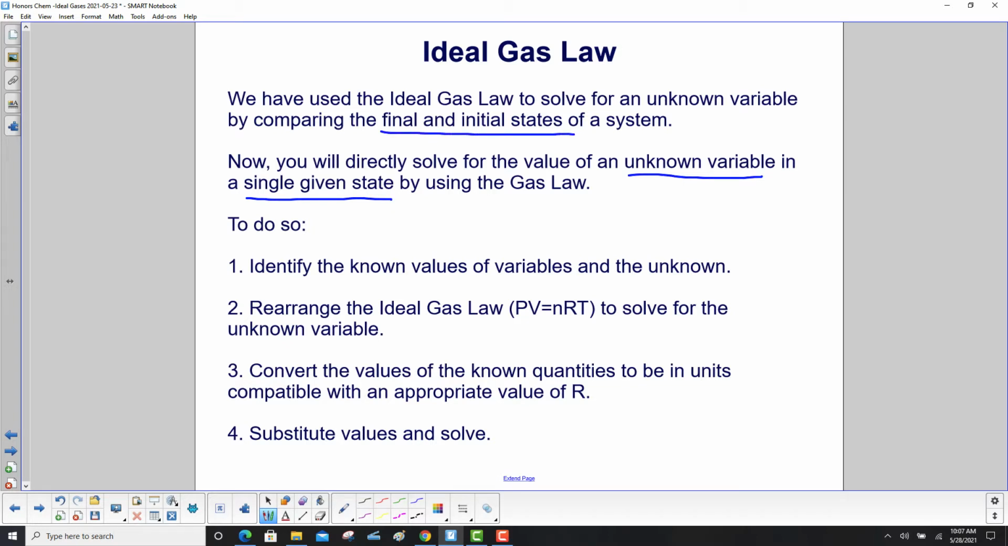To do so, identify the known values of variables and the unknown, rearrange the ideal gas law to solve for the unknown variable, convert the values of the known quantities to be in units compatible with an appropriate value of R. Substitute the values in and solve.